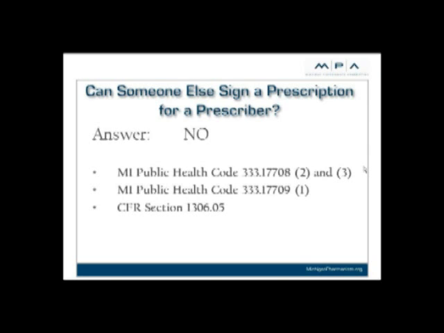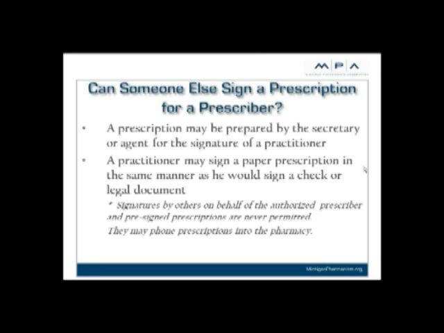That's a common area that pharmacies get tripped up on, particularly in audits, as they'll see a lot of prescriptions signed by somebody other than the prescriber. Just additional clarification: a prescription can be prepared by the secretary or agent, in other words, other individuals in a physician's office, but they can prepare it only insofar as they get down to the signature, and at that point the prescriber themselves must sign, in the same manner in which they would sign a check or a legal document.